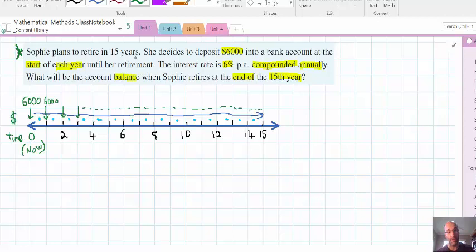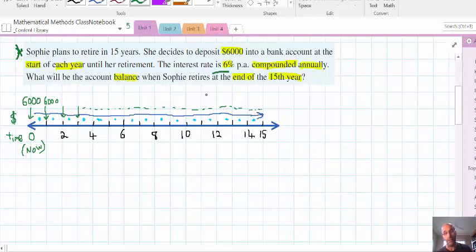Alright, consider a situation where Sophie wants to retire in 15 years and she decides to deposit $6,000, not $6, that won't get her retirement, $6,000 into the bank at the start of each year until her retirement. So it's not one deposit of $6,000 and then 15 years happens. There's one every year, and they accrue interest at different times for different durations. So this is a more sophisticated situation. It's a bit like a whole lot of little investments going on at the same time.